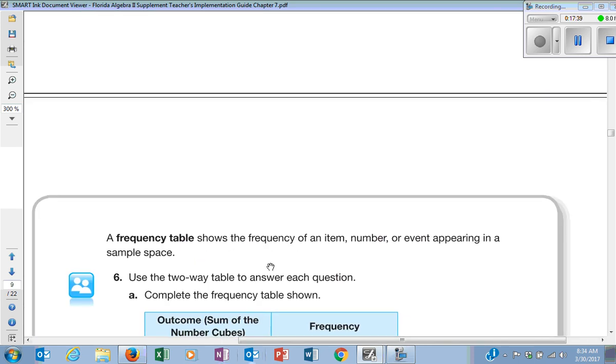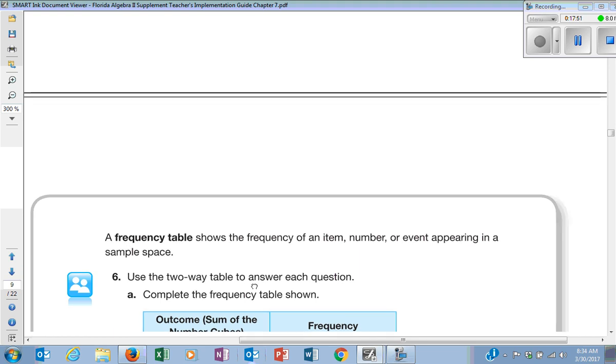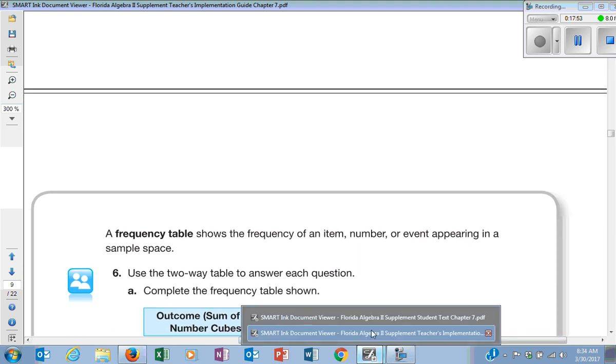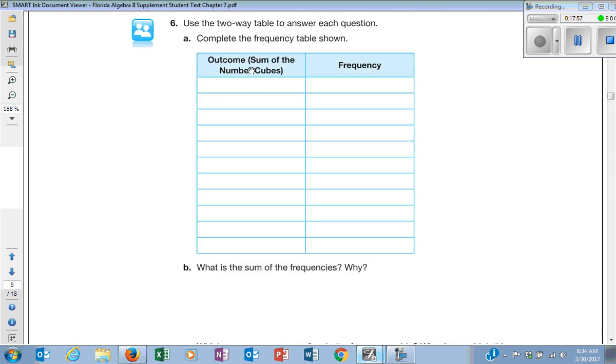All right, frequency table. We can move a little quicker, I think, through this section. A frequency table shows the frequency an item, number, or event appears in the sample space. So they're going to ask you to complete this table. When you go to complete this table, what are the outcomes that can happen? And this is the sum of the number cubes. So what are some of the sums? 2 through 12.